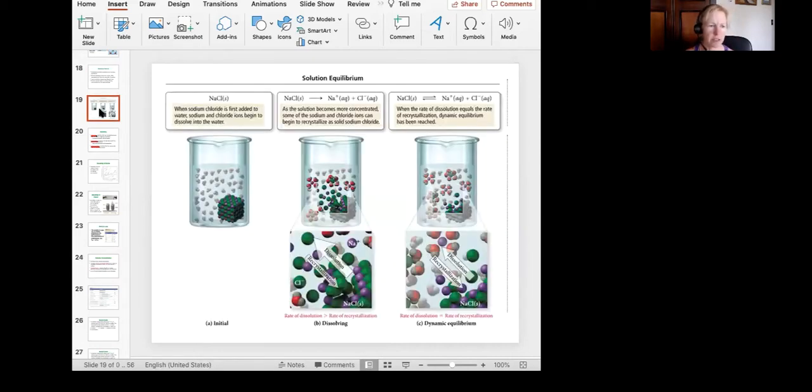Solution equilibrium. So when you first start to add a solid, and here we're going to look at aqueous solutions. So I have an ionic solid, in this case sodium chloride. I'm adding that sodium chloride to a beaker of water. At the initial point, there's no ions in solution yet. As that sodium chloride crystal sits in the water, the ions start to disassociate from the crystal and they are solvated by the water through these ion dipole interactions here. So this is your delta H mix. So I'm hydrating that ionic compound.